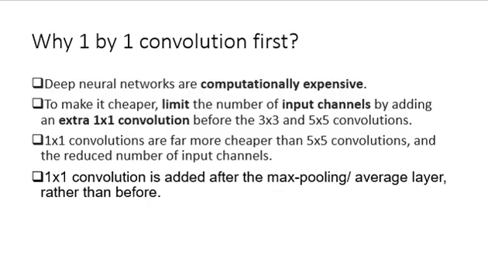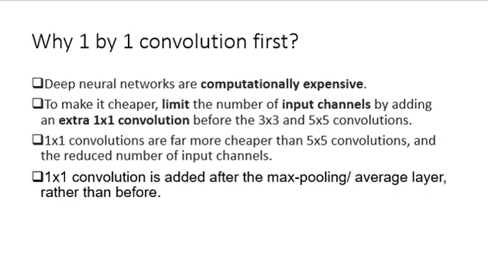So the interesting question is why we are using 1 by 1 convolution first. As stated before, deep convolutional neural networks are computationally expensive, so to make it cheaper, the authors limit the number of input channels by adding an extra 1x1 convolution before the 3x3 and 5x5 convolutions. Though adding an extra operation may seem counterintuitive, 1x1 convolutions are far cheaper than 5x5 convolutions and reduce the number of input channels. It is important to note, however, that the 1x1 convolution is added after the max pooling or average pooling rather than before.